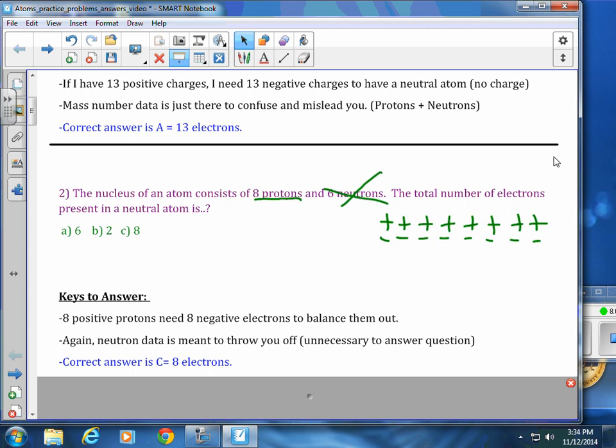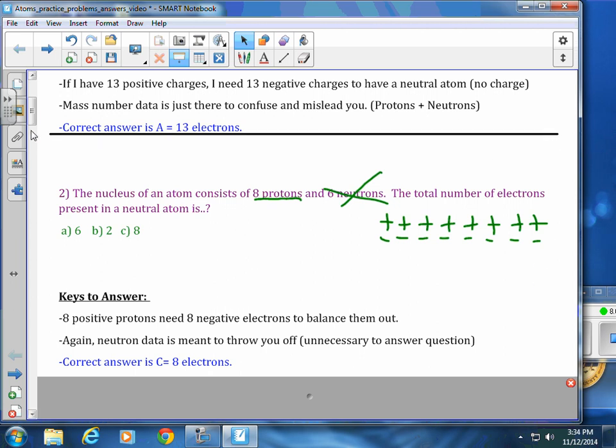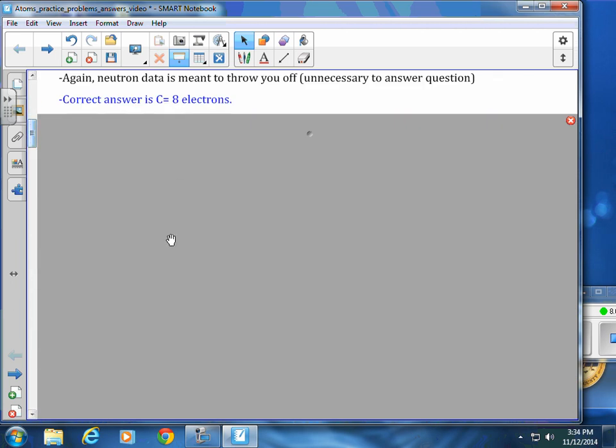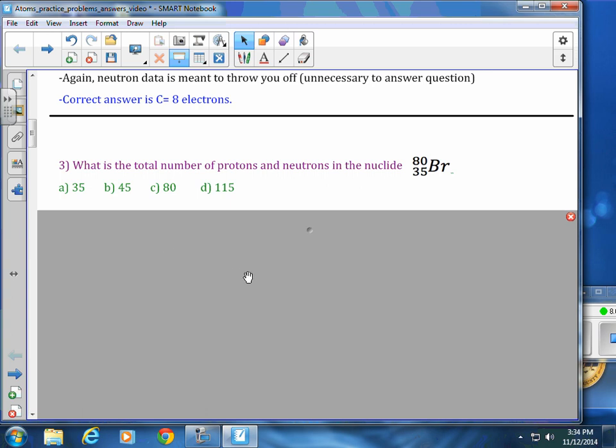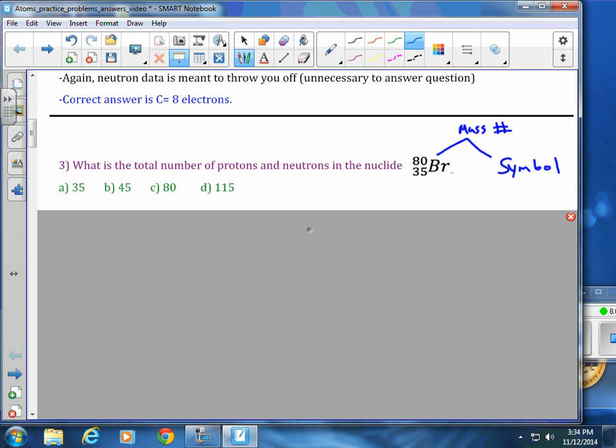Okay, moving on at a fast pace so that we can go further. What is the total number of protons and neutrons in this nuclide? Okay, we have bromine here. Now, in order to answer this question, you have to know the nuclide notation form. In that form, you have the symbol of your element in the middle, and the number at the top is what's called your mass number, and the number at the bottom is called your atomic number.